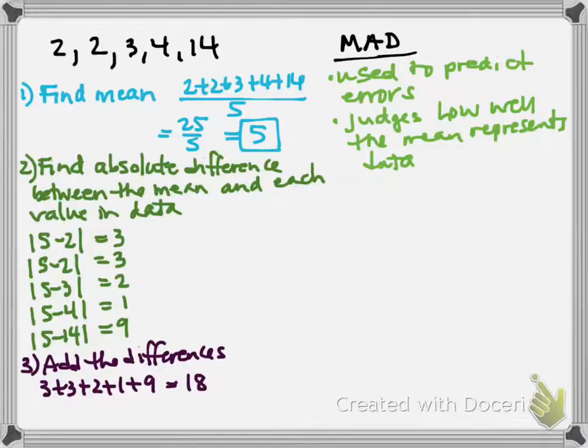Yes? On the second step, on the last row, is that 14 minus 5? No. It's the absolute value of 5 take away 14. It's not 5 take away 141. Absolute value signs. That's where the word absolute comes from. Okay? Now, the last step is we've got to get MAD. So how do we get MAD?